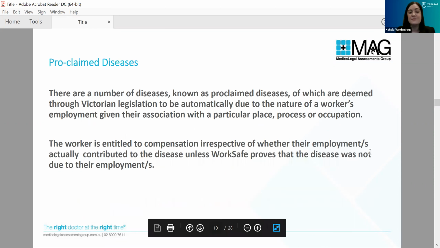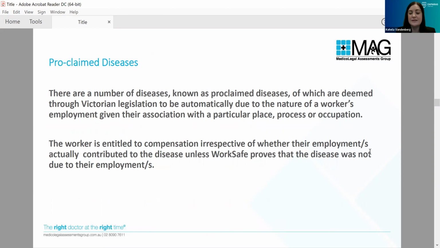In Victoria, there's something also called proclaimed diseases, and these can sometimes be a little easier to have accepted through a WorkCover claim. They are deemed through Victorian legislation to be automatically due to the nature of the worker's employment, given their association with a particular place, process, or occupation. The worker will be entitled to compensation irrespective of whether their employment actually contributed to or caused that condition. WorkSafe, though, or the employer or insurer can try to prove that it wasn't the case.